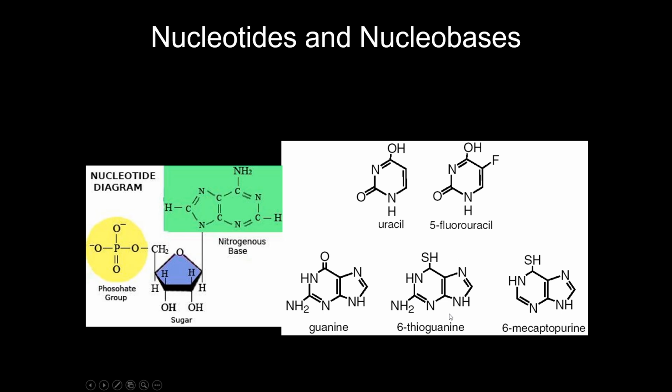Some of them are modified, but uracil is one of them, guanine is one of them. The other ones are all modified, but there's that. A nucleobase. What I tell you there is that most books call that just the nitrogenous base. So the nucleobase is the nitrogen-containing part of the nucleotide.